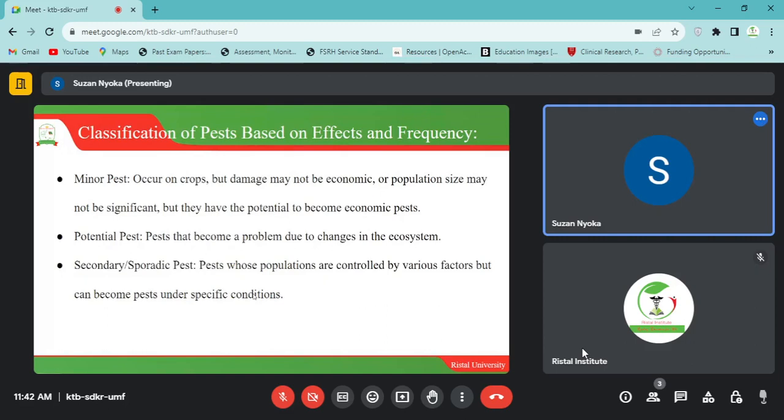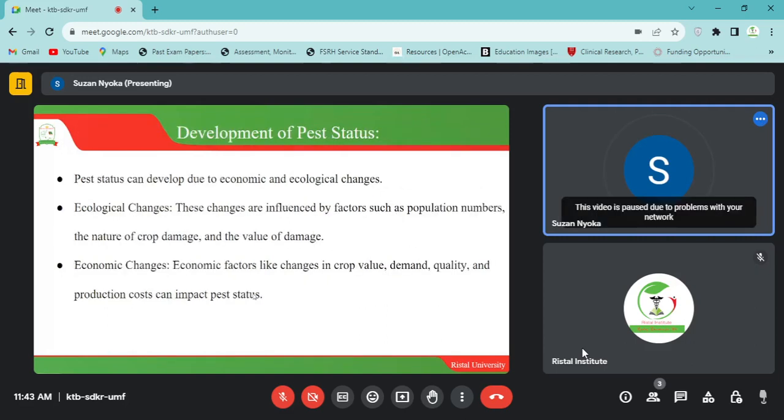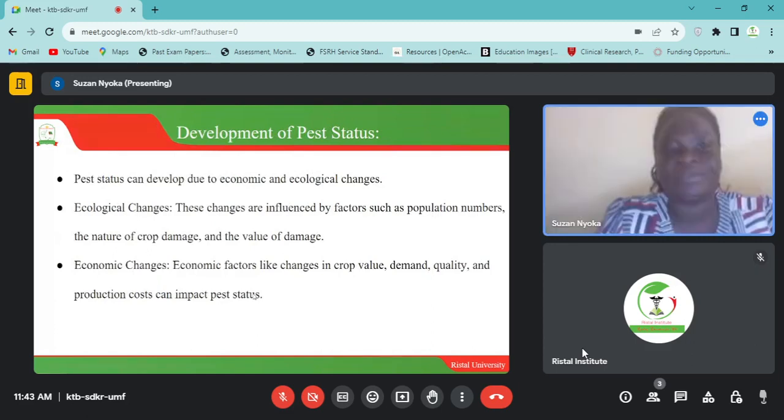Development of pest status. Pest status can develop due to economic and ecological changes. One, ecological changes. These changes are influenced by factors such as population numbers, the nature of crop damage, and the value of damage. And then economic changes. Economic factors like changes in the crop value, demand, quality, and production costs can impact pest status.